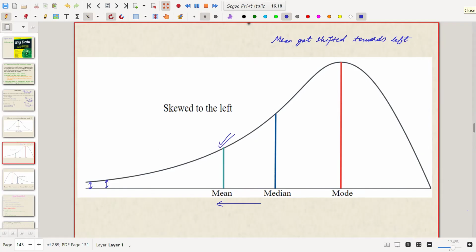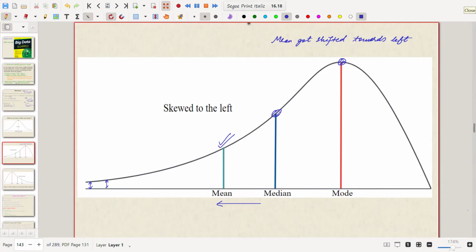Fine, so you found the mean. Can you find out the mode? How can you find out the mode? Yes, the most frequently occurring element. So this is the mode. Now the median should lie in between the mean and the mode, so it is lying here.